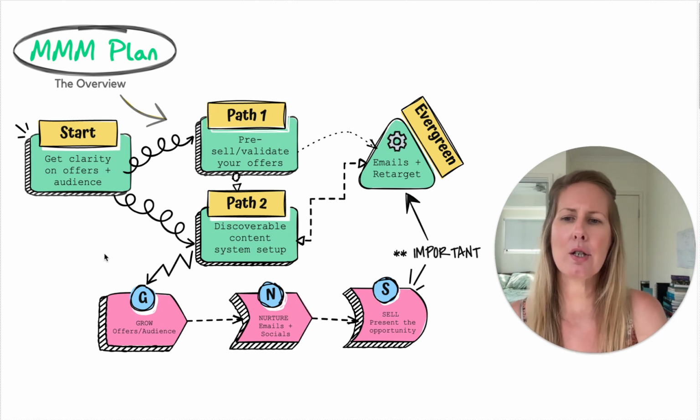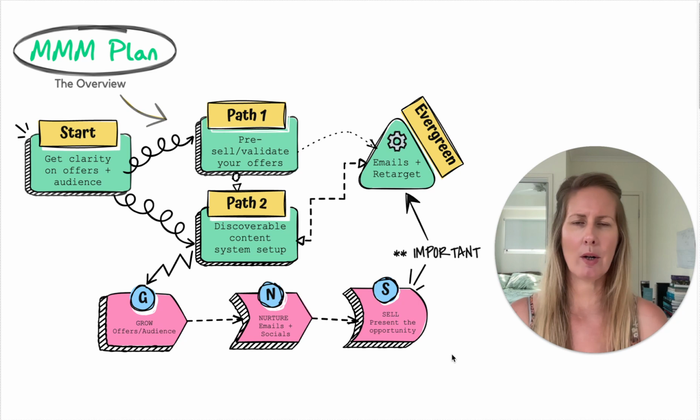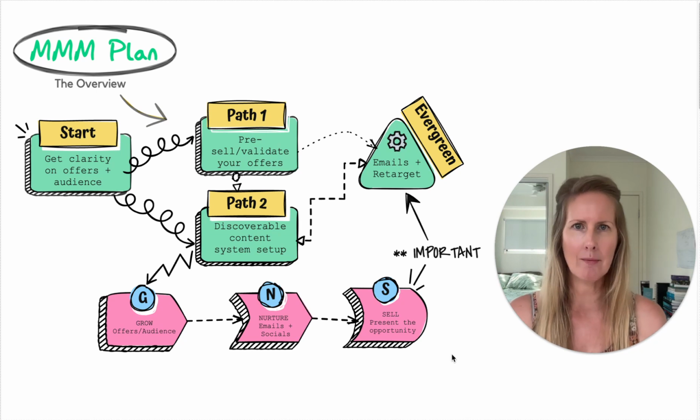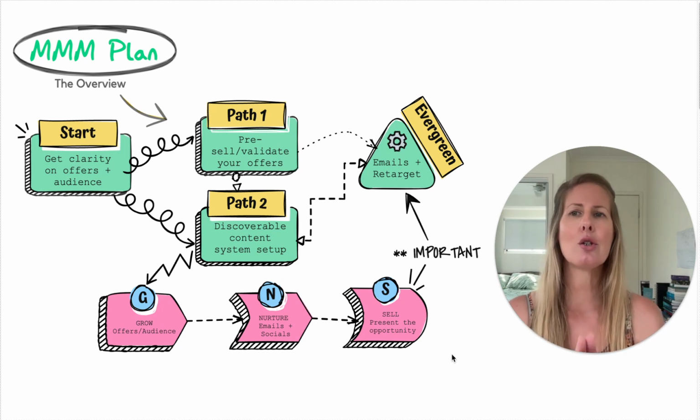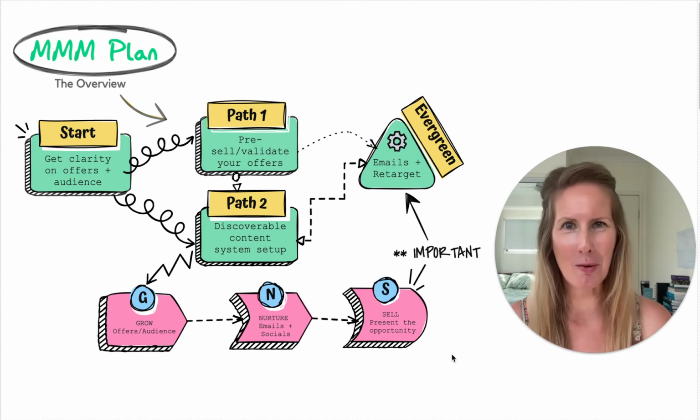And then we get down to this pink area, which is really the daily nuts and bolts, right? The daily action steps that you're going to ensure you are doing. So it is grow, nurture, sell. Those are the 3 things we need to do every single day to ensure that our business is making money, to ensure that we are serving the people that we want to be serving.